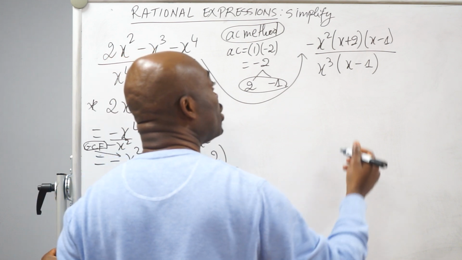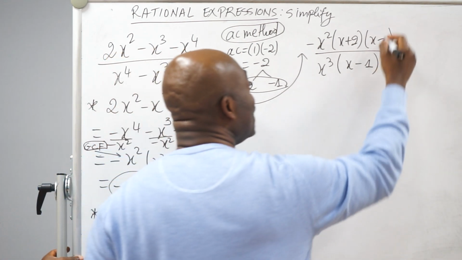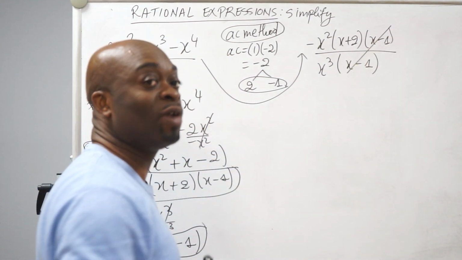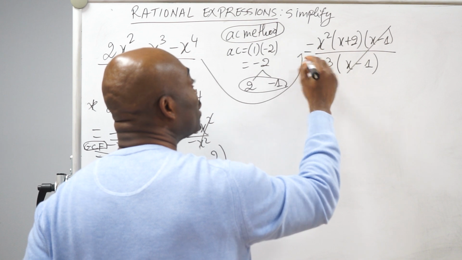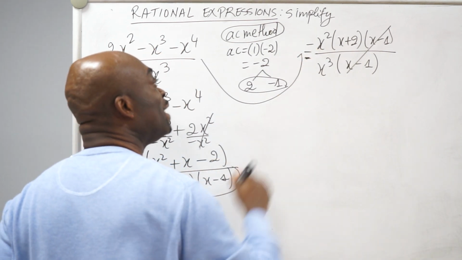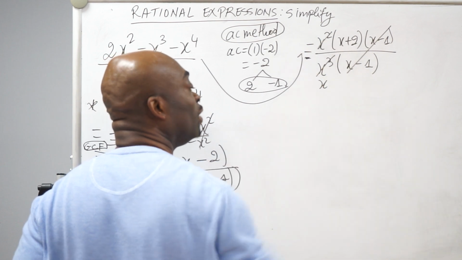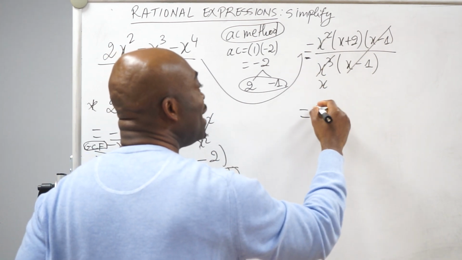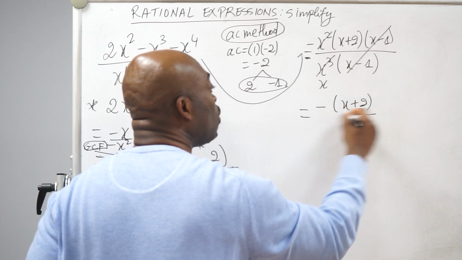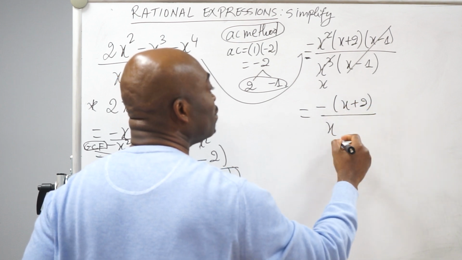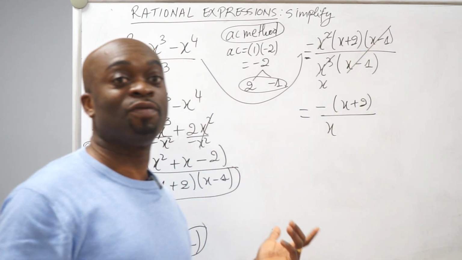So what can we simplify? What do we see on the top and the bottom that we can simplify? What is glaring here that we can all see is that x minus 1 is on both, so we can cross that out. And then what else? x to the second over x to the third gives us x only. So we end up with negative x plus 2 on the top over x only on the bottom. The x minus 1 factors are out.